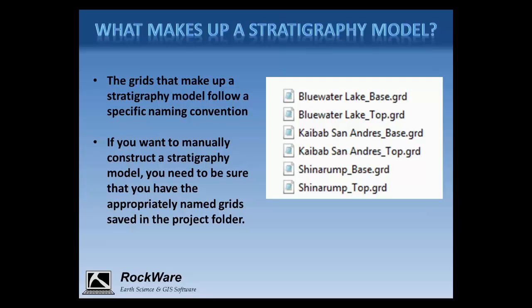If you're going to put together a stratigraphy model yourself, you'll need to create a grid for the top and the base of each stratigraphic unit in the project. This slide gives an example of how the grids should be named. Each grid should have the exact same extents and cell spacing. If you've used another program to create some grids that don't match up exactly, you can resample them through the Grid Math menu and the RockWorks utilities.